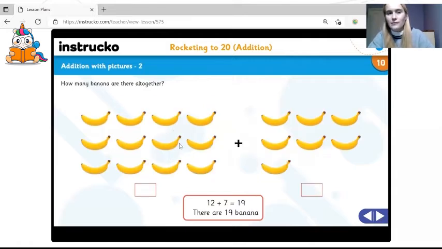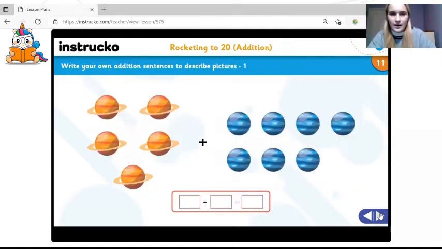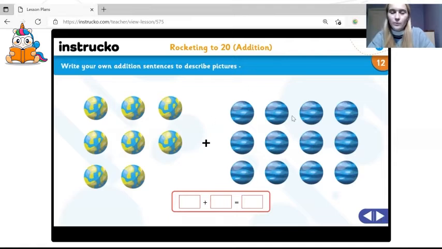Okay, and then for our next question, we have a similar question with different objects. So here we have bananas. So in your own time in the lesson, you would answer the question, how many bananas are there altogether? And you would have to add them up. Okay, and then we continue here with planets. And here you have to write out the whole addition sentence. So remember, when we're writing out the whole addition sentence, we have to add up everything together at the end. And we would continue here with some more questions.